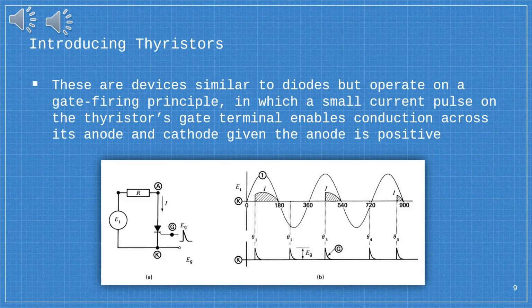So to solve the challenge of control, we introduce a device called thyristors. Thyristors are devices similar to diodes but operate on a gate firing principle in which a small current pulse on the thyristor's gate terminal enables conduction across its anode and cathode given that the anode is positive. This can also be seen in figure B below, that as we fire a small current at the thyristor's gate at various angles, a current starts to conduct across the anode and cathode of the thyristor.